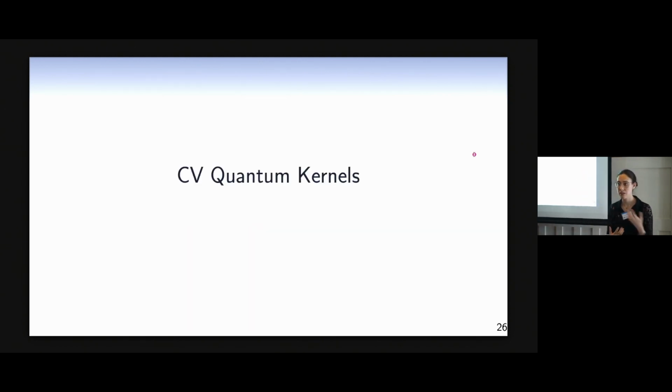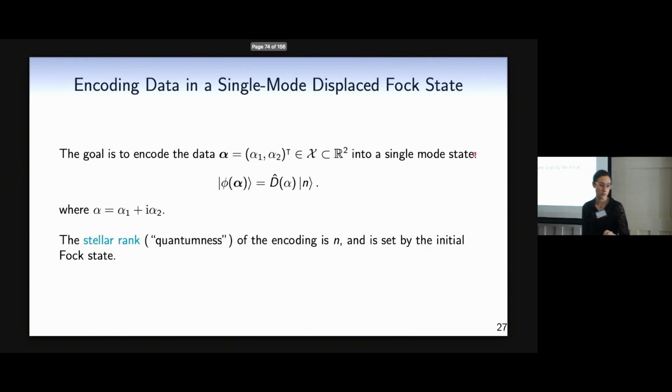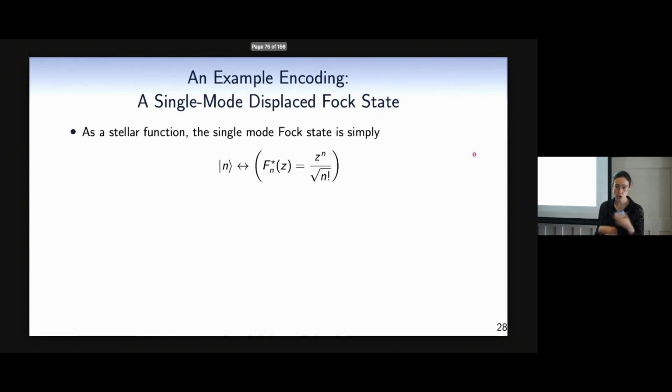So now we're going to write down a couple of examples of these kernels. The simplest thing that we could think to write down is a single mode displaced Fock state. So we're just going to encode the data, which is just two real variables, into a single mode state by simply applying your displacement operator to a Fock state, where now not bold alpha is a complex number. All of your stellar rank is encoded in the initial Fock state. Because the displacement operator is Gaussian, it's not going to change your stellar rank. So we're just going to do that.